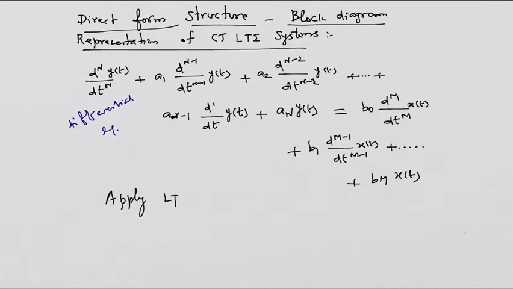So in S domain, the relationship between input and output of a linear continuous time invariant system is represented by a transfer function, which is a rational function of S. It is in the Laplacian domain. So there are two expressions available. One is the constant coefficient differential equation, the other one is the transfer function, which is a rational function of S, Y of s by X of s.